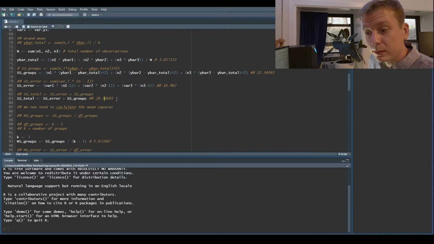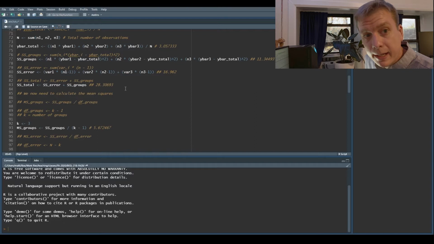Then we can get sum of squares total, which is simply our sum of squares error plus our sum of squares group, and that is 28.30693. Now, since we have the sum of squares for both the error and the groups, we now need to calculate our mean squares, because that is what we're actually going to use to run the F-test, to run the Anova. The mean squares of the group is simply the sum of squares of the groups divided by the degrees of freedom of the groups.